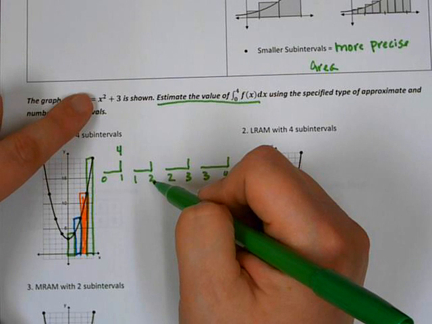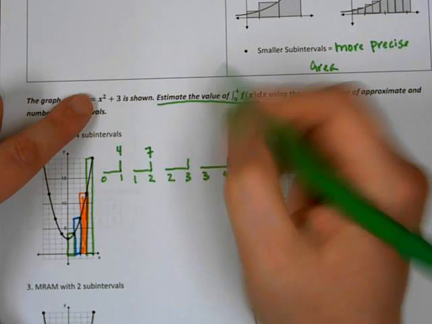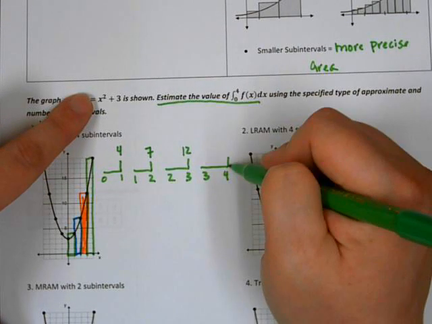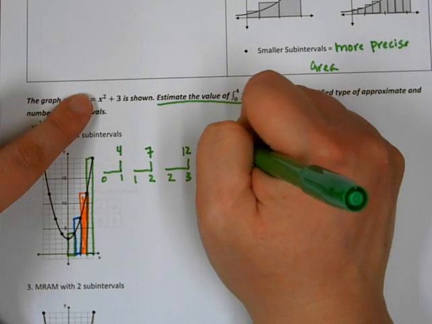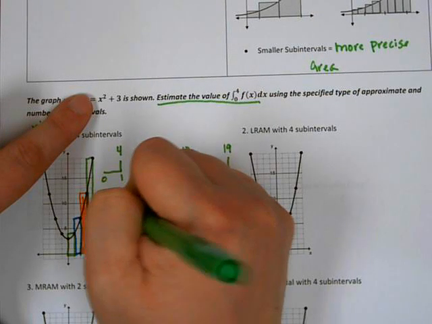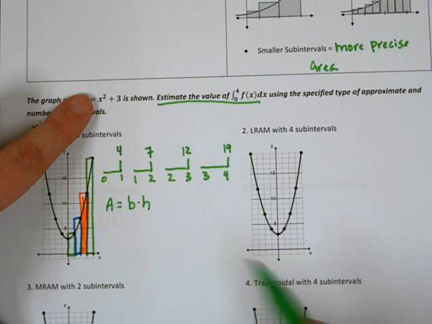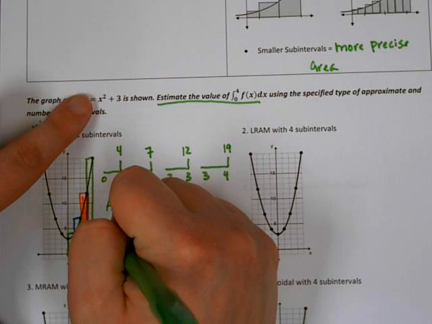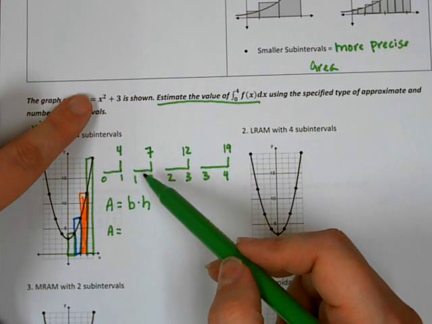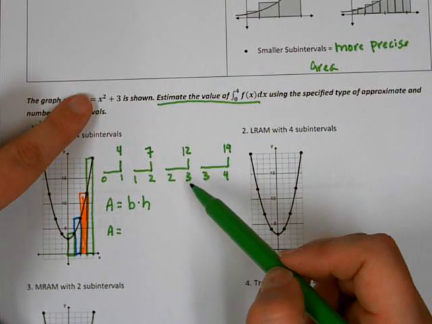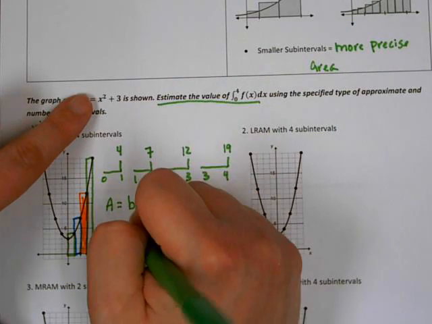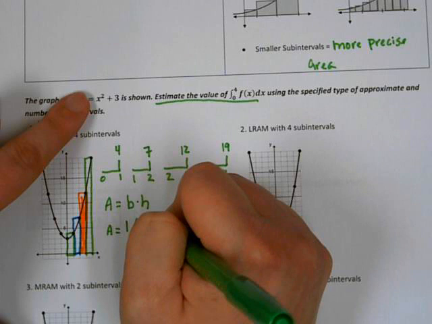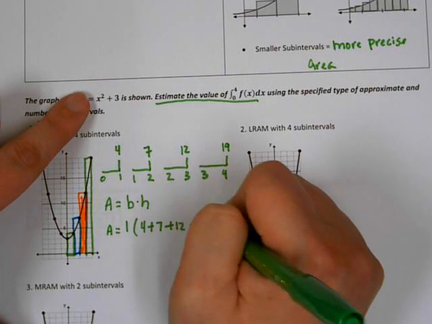Then we want 2, so 2 squared is 4, plus 3 is 7. 3 squared is 9, plus 3 is 12. 4 squared is 16, plus 3 is 19. All right, and we're finding the area of rectangles, which is base times height. And we already decided that all of these have a base of 1, so we're actually going to kind of factor that out. Because really we would be doing 1 times 4 plus 1 times 7 plus 1 times 12 plus 1 times 19, which in this case 1 doesn't really matter, but if it were a different width, we would want to have that there. So we're going to do 1 times 4 plus 7 plus 12 plus 19.